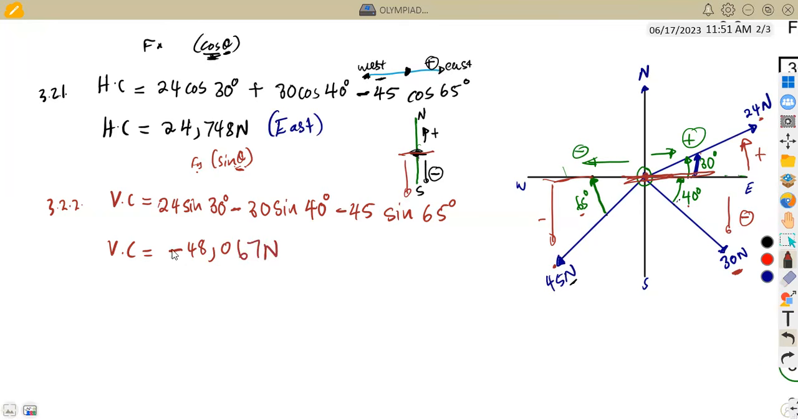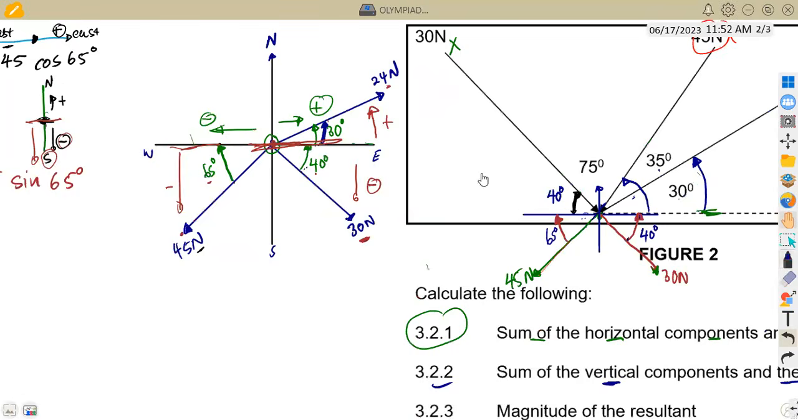The negative that we are seeing, like I said, means we are going down, meaning we are going to the south. So if we are to write our vertical component, we are going to write 48.067 Newton. But the direction now is to the south because it was a negative. A negative means we are going to the south. All right, so that is what we are going to have in this case. That is how you answer these typical questions.